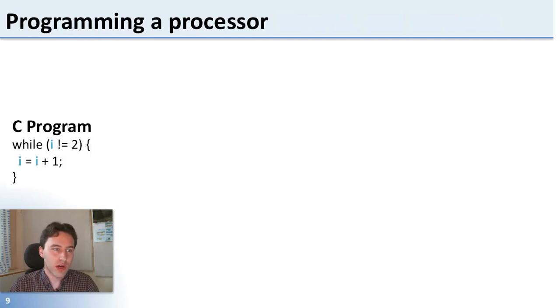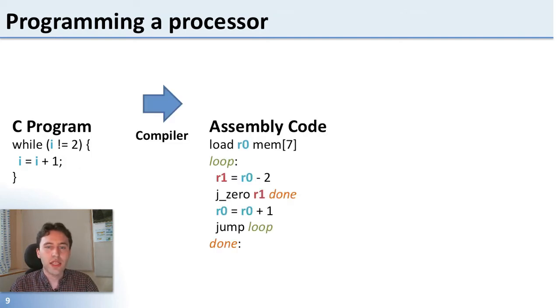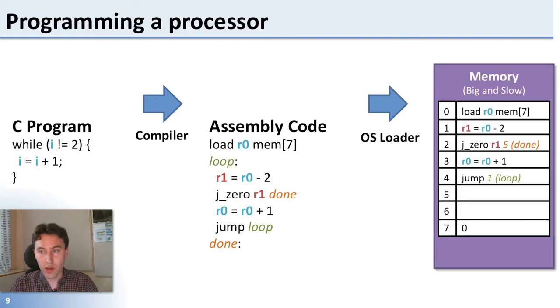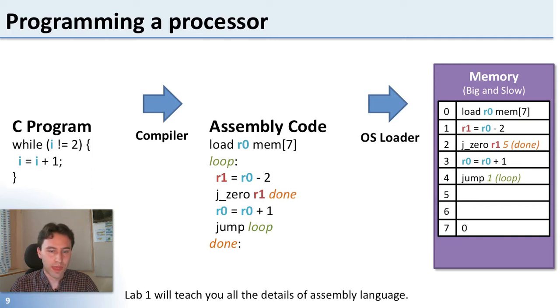So here's our C program. It's very simple. While I is not equal to 2, I equals I plus 1. We put this in a compiler, and the compiler is going to generate assembly code. If you look at the assembly code here, it's a lot longer, has much simpler instructions. There's no while. There's just jumps and additions and subtractions. The assembly code is then loaded by the operating system into the memory, and then you can actually execute the code.